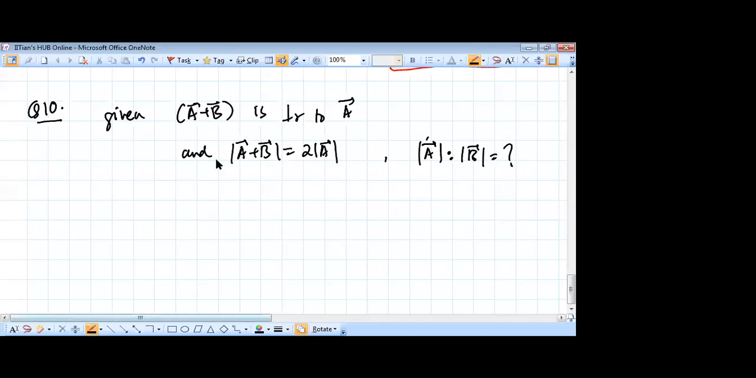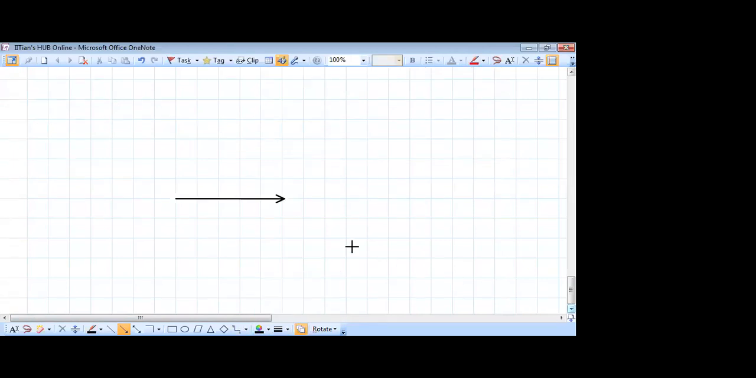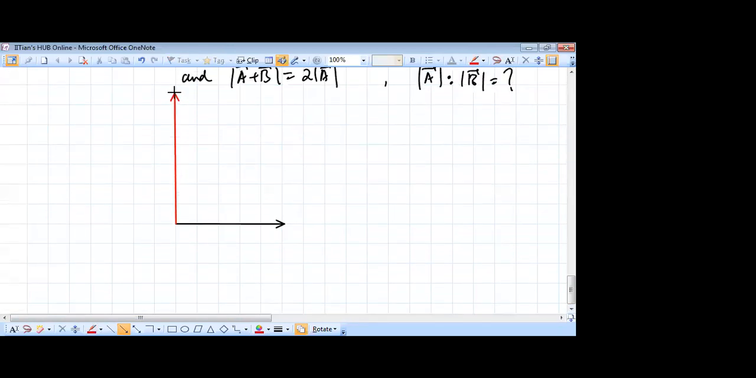So you'll realize very easily that if you use this information, your vector triangle is something like this. Your vector A is of some unknown magnitude, and the vector resultant of A and B has to be perpendicular to this. It has to be like this, and it has to be longer in length. It has to be in fact precisely double the length. So my A plus B, as a vector, has to be twice the magnitude of A in comparison.